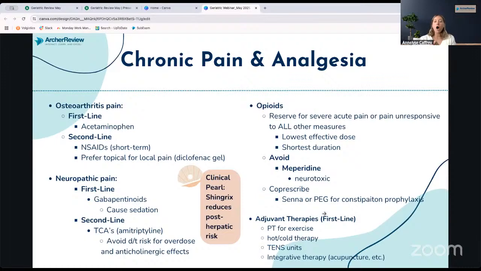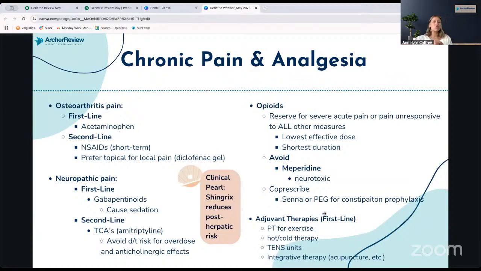Neuropathic pain becomes really common, especially in diabetics, that tingling sensation in their feet that's really irritating and it hurts. We don't have very good drugs for neuropathic pain right now, which is unfortunate. Our best options are going to be those gabapentinoids, but they make you really tired. So that's going to be something you want to prescribe at bedtime to see if it helps with their pain.